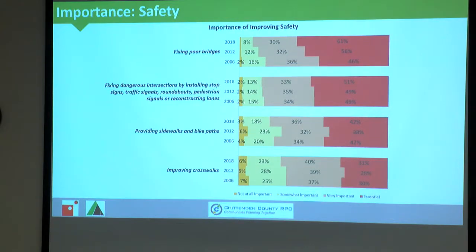In terms of improving safety, fixing poor bridges, that same attribute, is trending upward since 2006. The remaining attributes we asked about are important, but have held relatively stable since 2006.